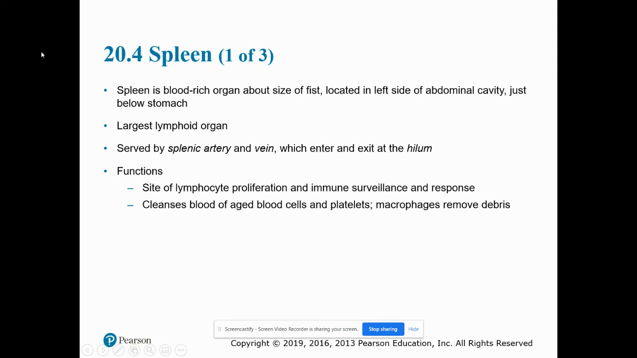So, real short one. This is going to be on the spleen. We're still on chapter 20. The spleen is a blood-rich organ, about the size of a fist. It's on the left side of the abdominal cavity, just below the stomach.